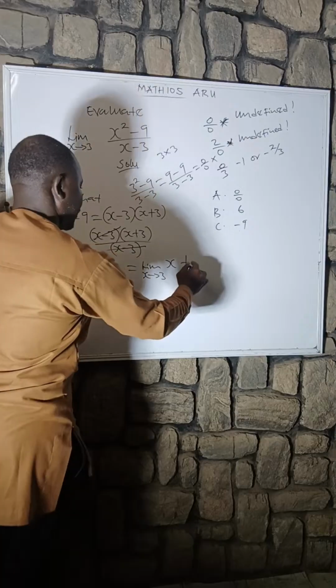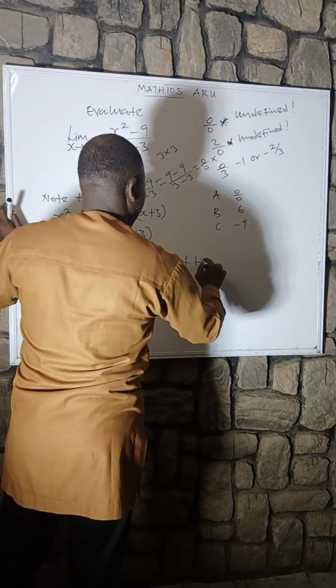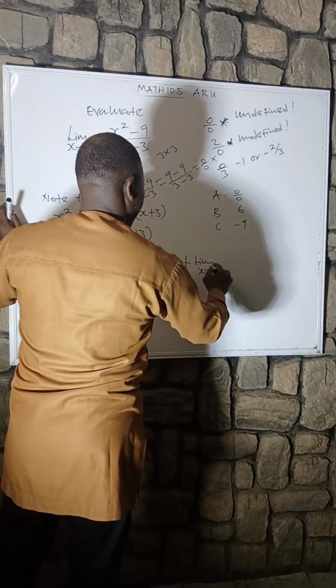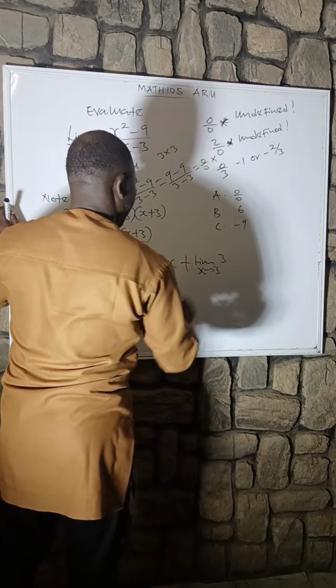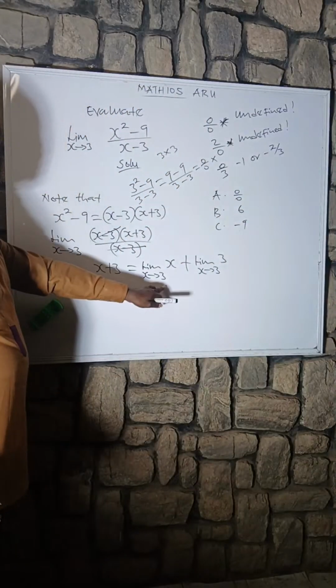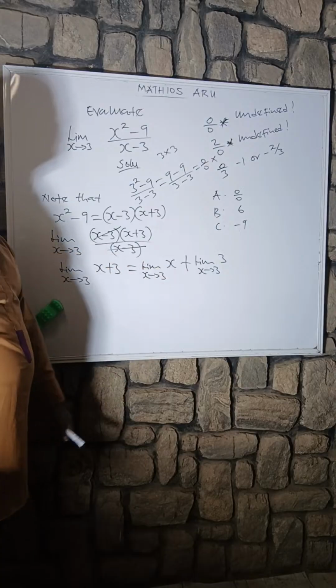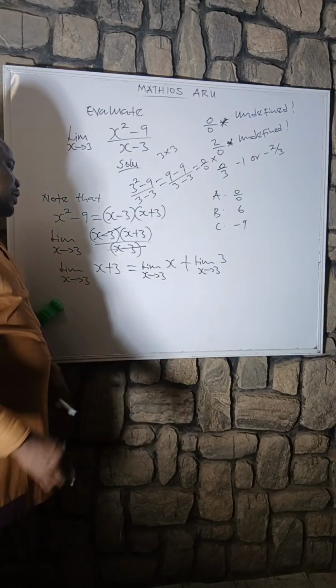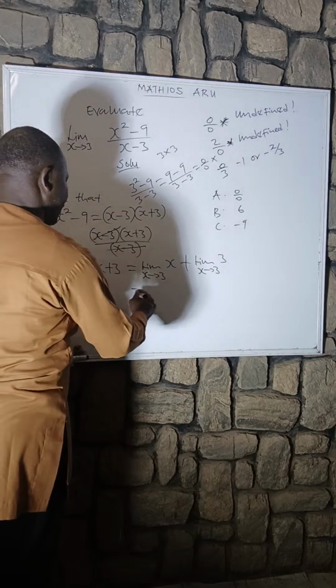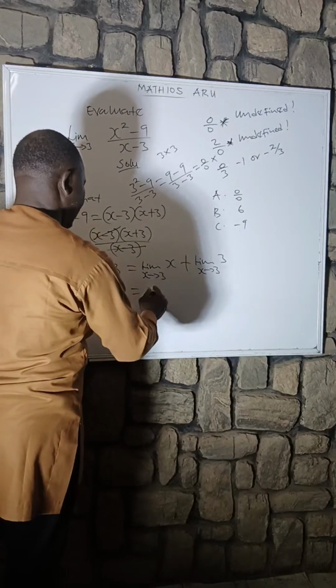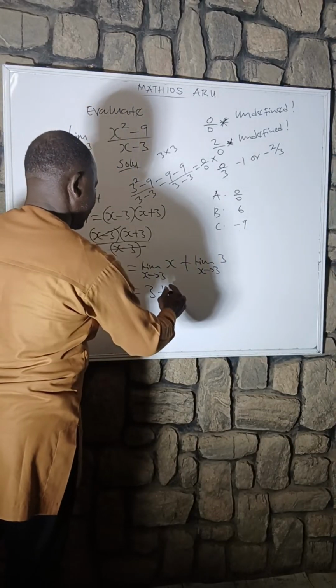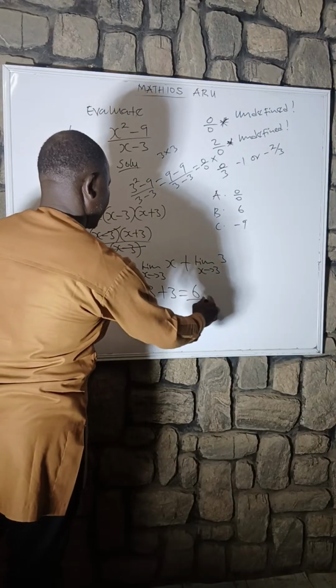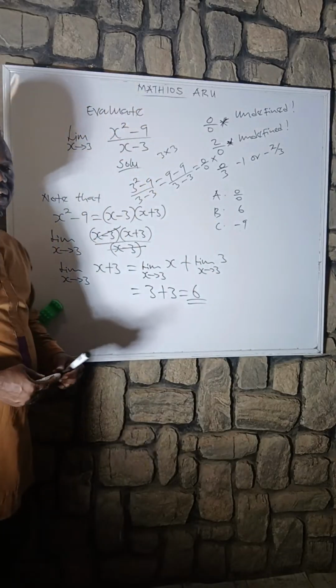So here will now be limit x tends to 3 of x, plus limit x tends to 3 of 3. This implies that anywhere you see x, you write 3. But if there is no x, just leave it like that. So can you see now, here will now be 3 plus 3. This is equal to what? 6. So can you see now?